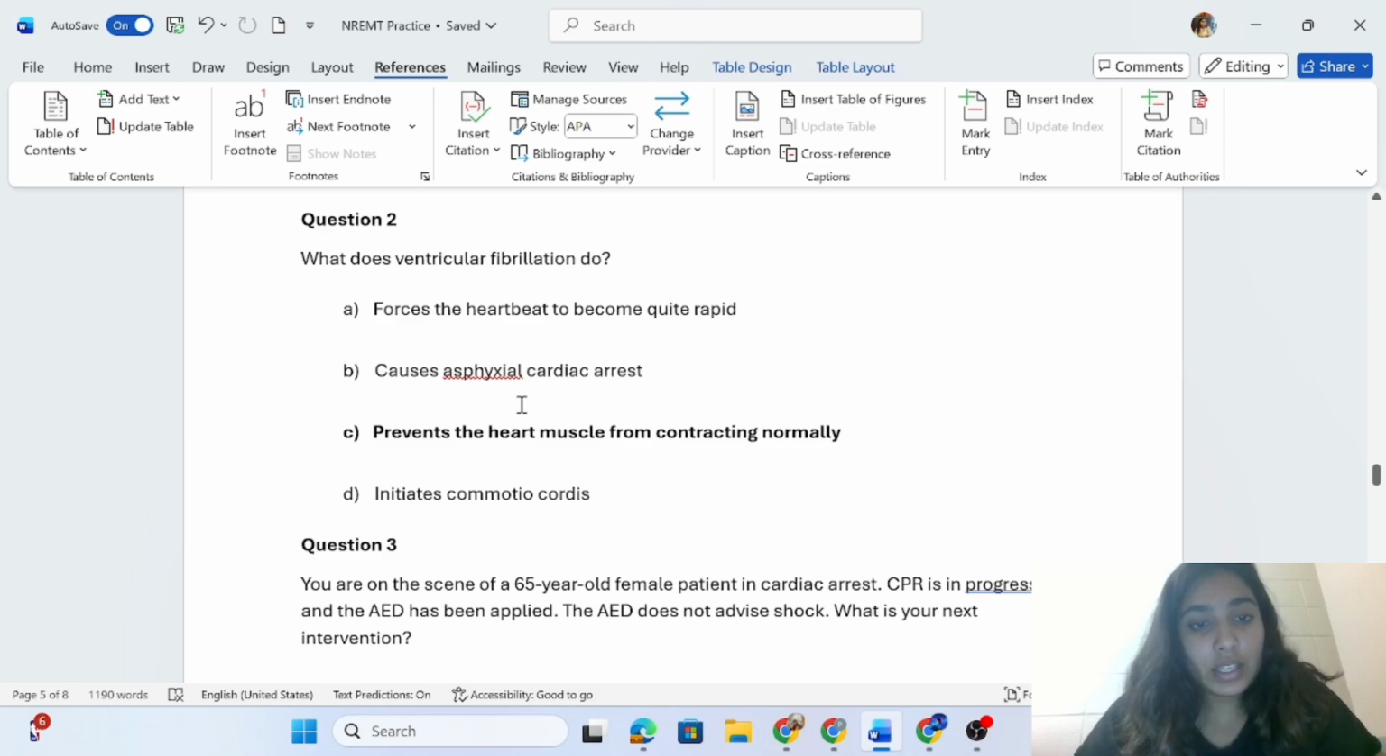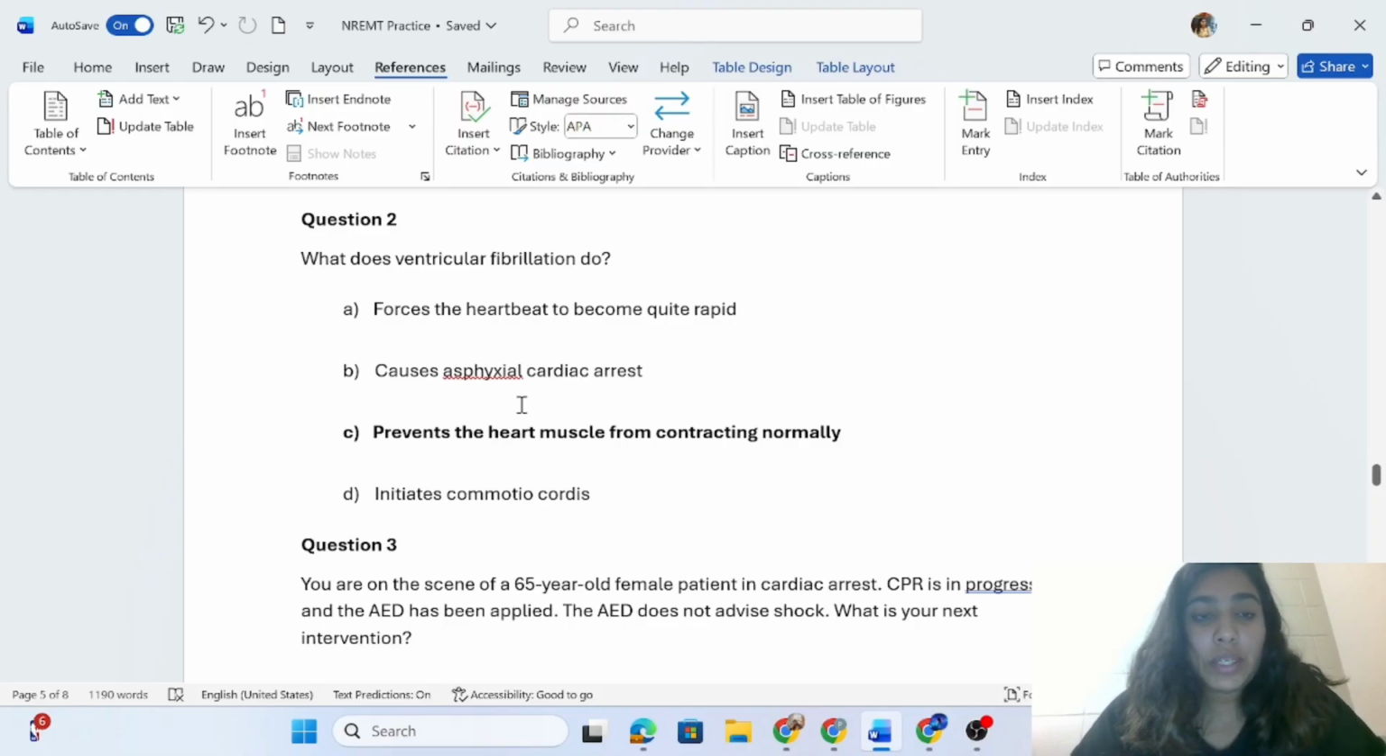Causes asphyxial cardiac arrest. Ventricular fibrillation is different from cardiac arrest. Prevents the heart muscle from contracting. So yes, that's ventricular fibrillation. Initiates a commotio cordis. That's not correct.